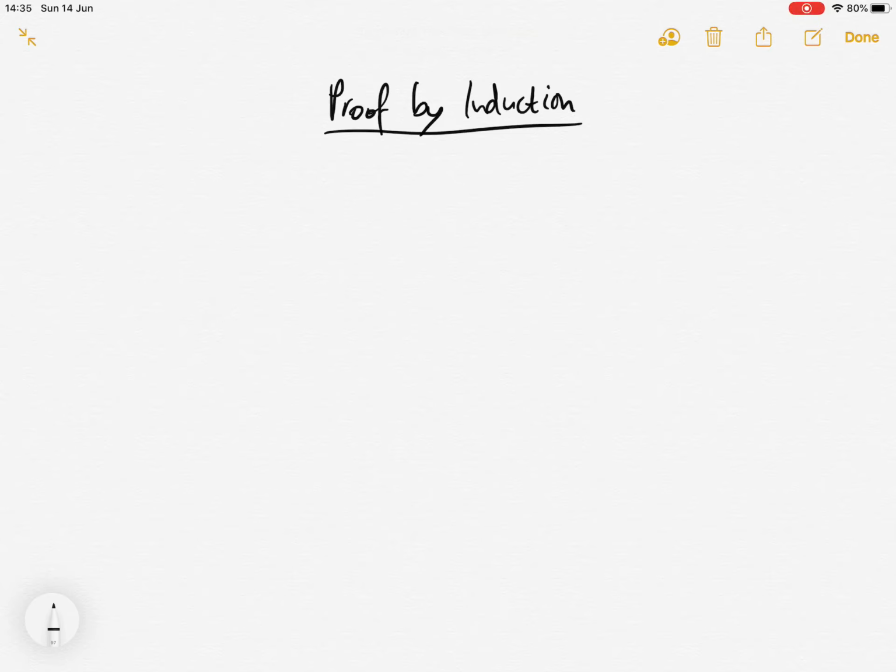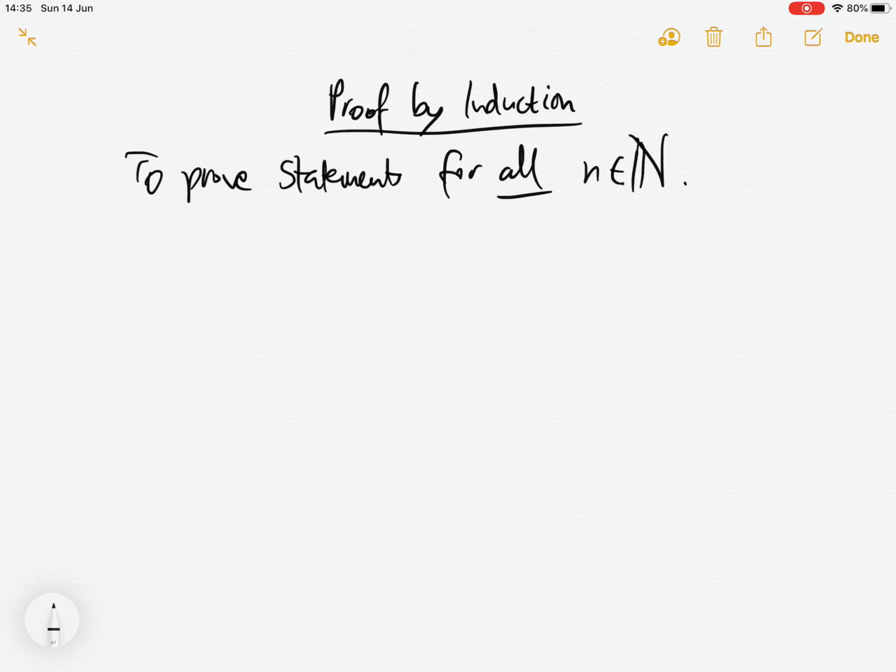The purpose of a proof by induction is to prove a statement is true for all natural numbers n. So this is to prove statements for all natural numbers n, or very occasionally natural numbers after a certain point. So the way it works is the steps are firstly what's called the base case.